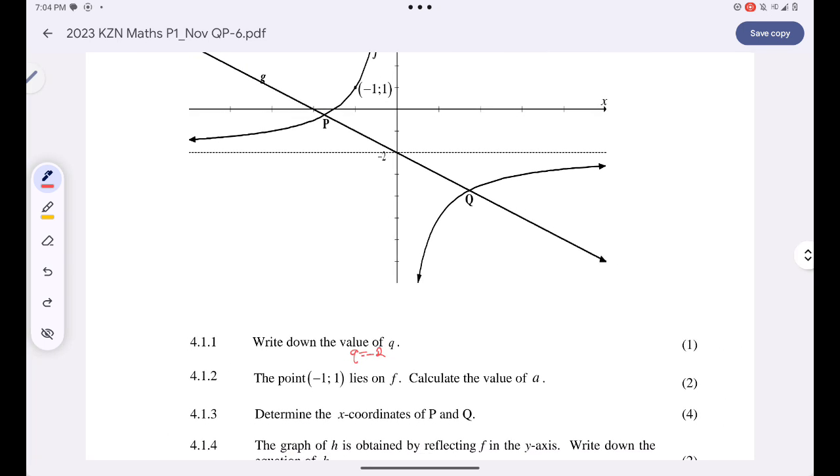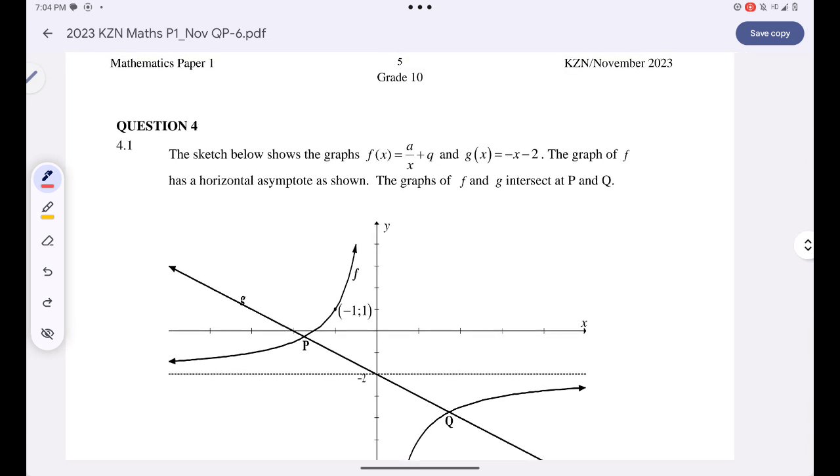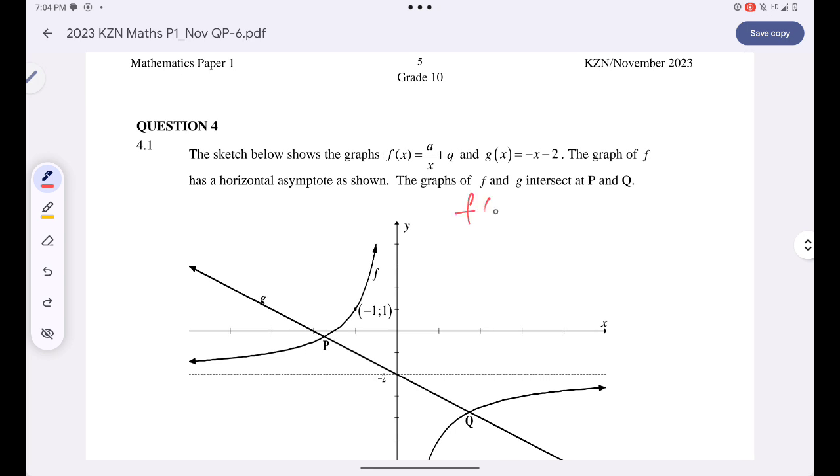4.1.2, I'm told that point (-1; 1) lies on the curve of f. Calculate the value of a. Okay, f of x is equal to a all over x minus 2. They want me to find a. I have a point on the graph, so I can just substitute the point.